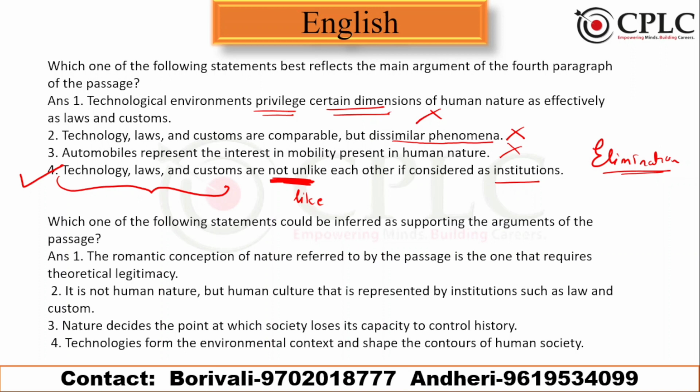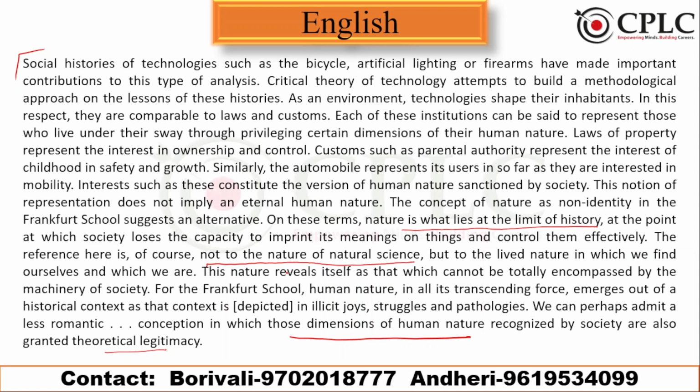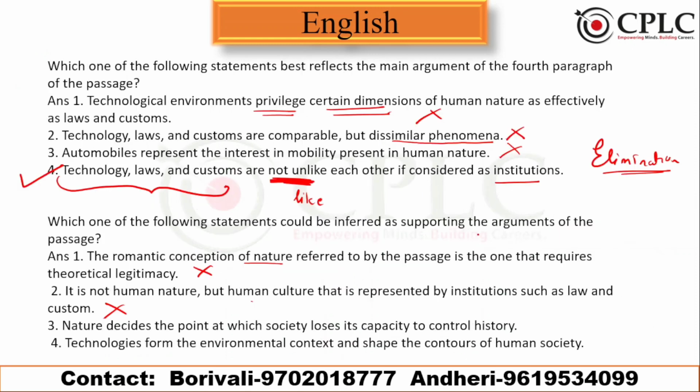Nature decides the point at which society loses its capacity to control history. Here, on these terms, nature is what lies at the limit of history, at the point at which society loses the capacity to imprint its meaning on things, not to control history. Hence wrong. देखो, आई होप आपको समझ में आ रहा है.